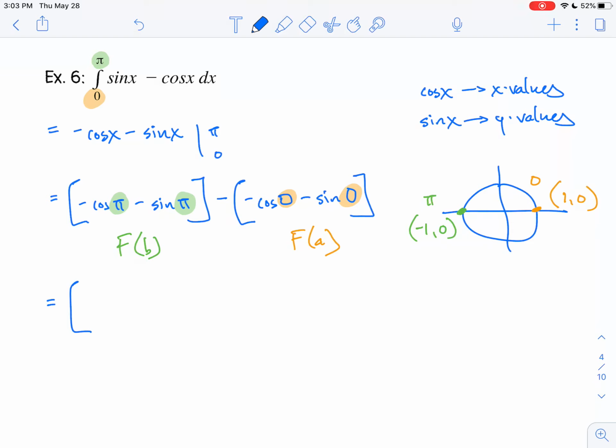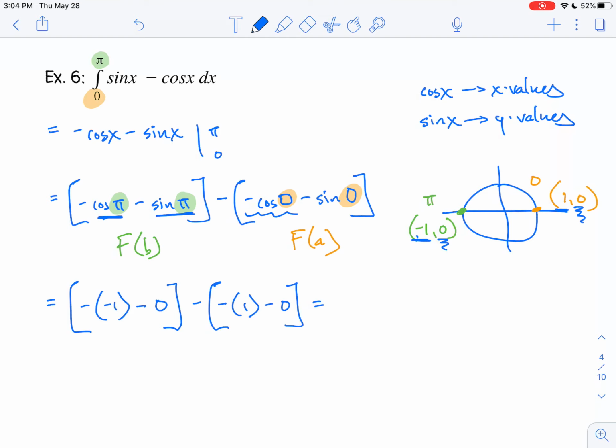Negative cosine of pi means go to the angle pi, find the x value there, and make it negative. So negative 1. Minus sine of pi means go to the same angle and find the y value, so minus 0. Minus negative cosine of 0 means go to the angle 0, find the x value there, which is 1, and make it negative. Minus sine of 0 is the y value at that angle, so minus 0.